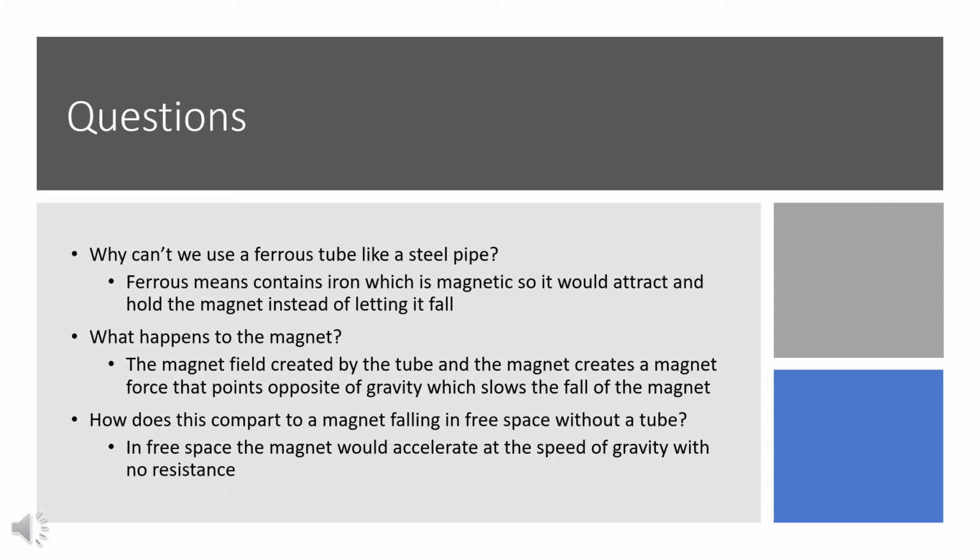How does this compare to the magnet falling in free space? In free space, the magnet would accelerate at the speed of gravity with no resistance, compared to in the tube where it has the resistance of the magnetic force.